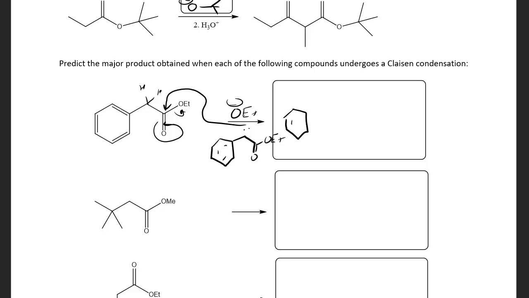If we push these electrons up and kick off that leaving group, then we end up with our benzene ring. We still have that CH2. We have our carbonyl carbon. We lost our O-ethyl group, but we did bond it to this carbon right here. Attached to this carbon right here is a benzene ring, our aromatic ring, and then we also have our ester functional group, so our OEt.